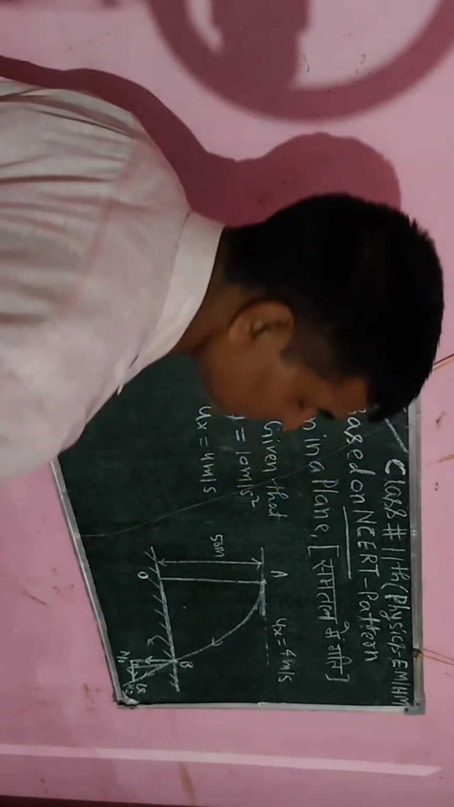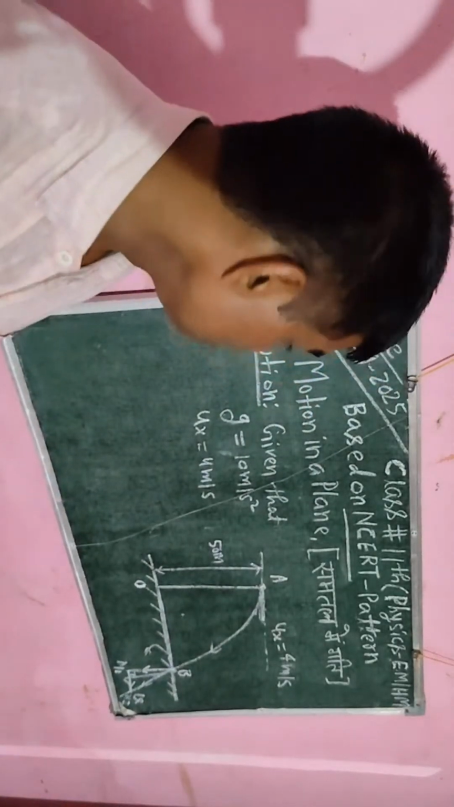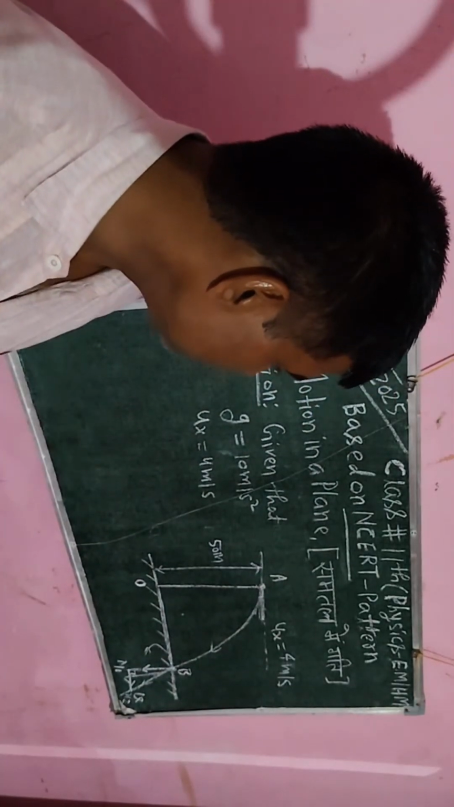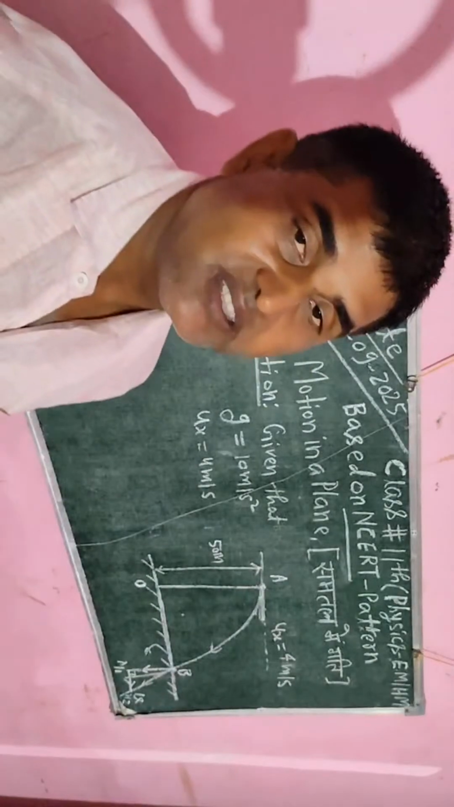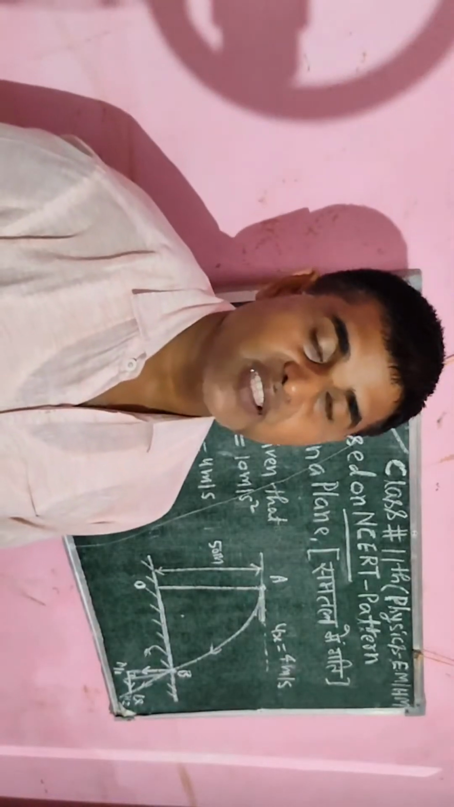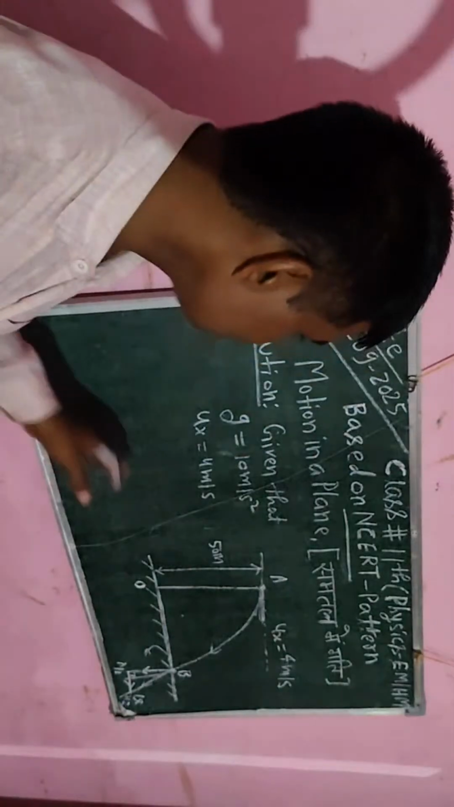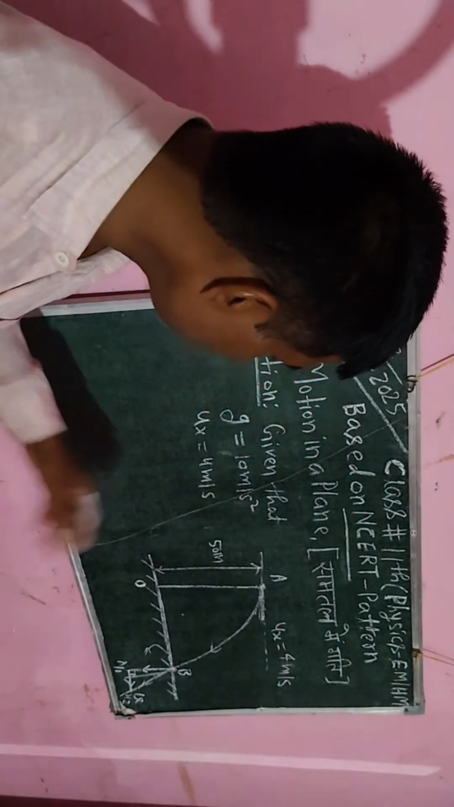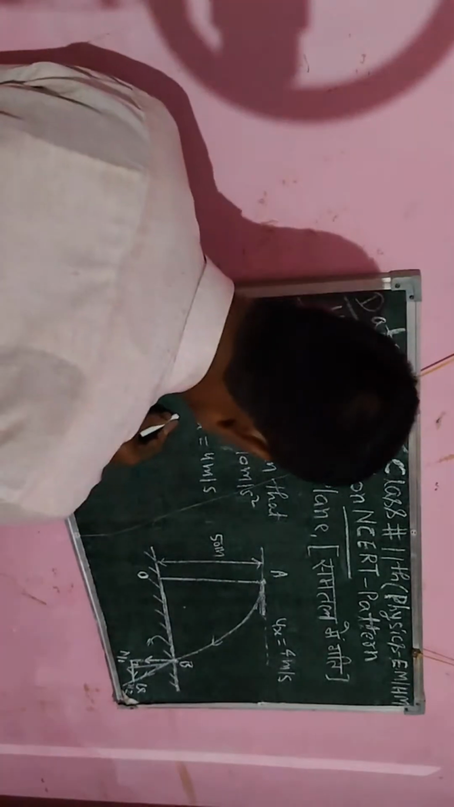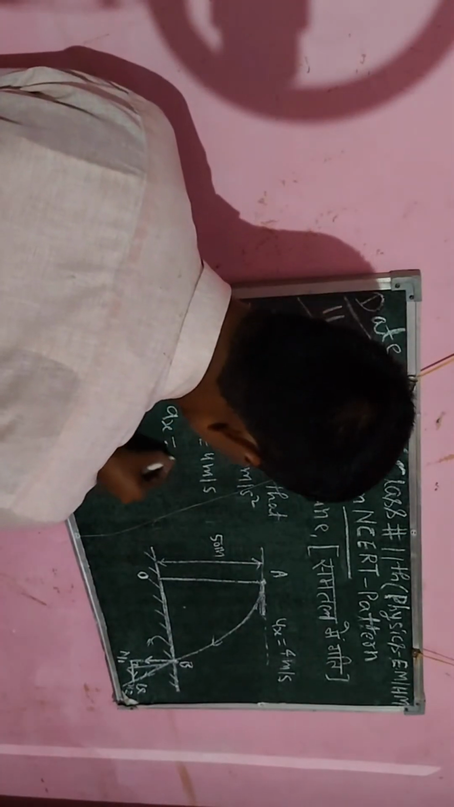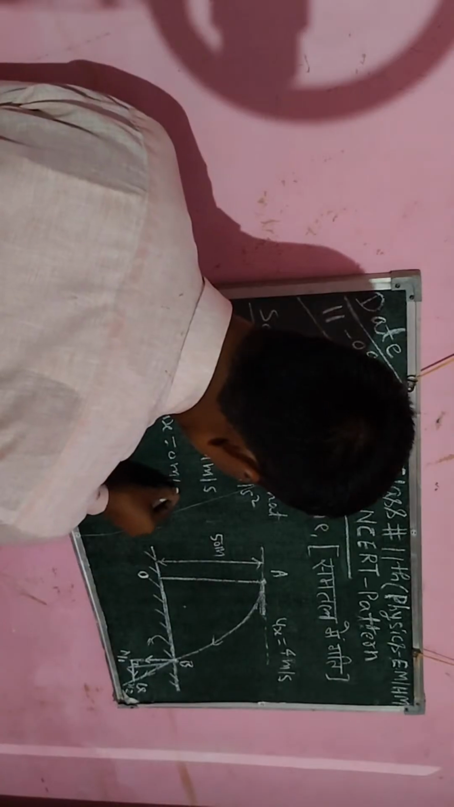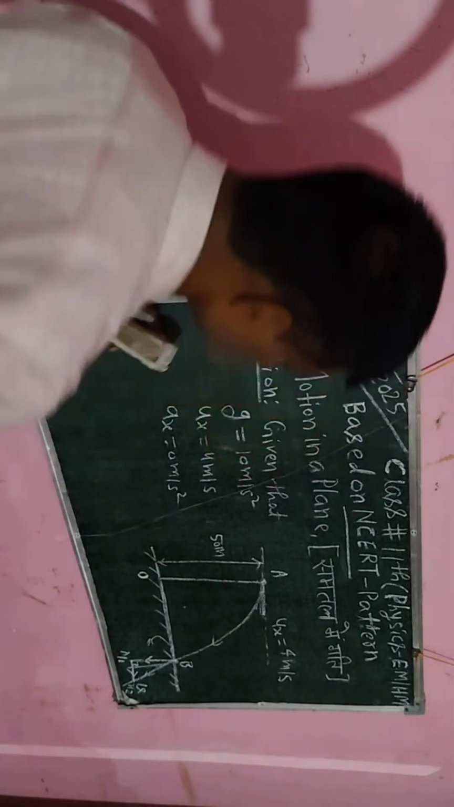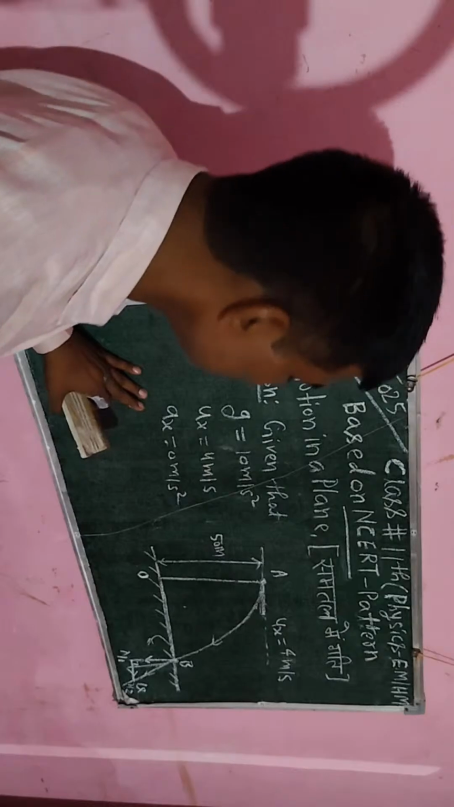So I will use the second equation of motion. The second equation of motion I know, that is very easy: s is equal to ut plus half at square. Now along the x-axis I have to calculate this one. Along the x-axis the acceleration of this particle will be 0 meter per second square. Along the x-axis the value of ax will be 0.